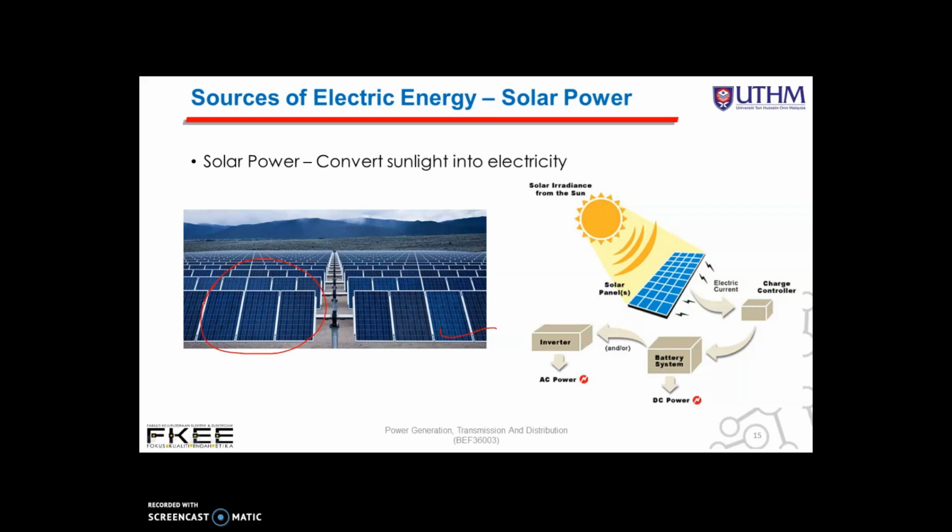The second one is the concentrated solar power systems, which use lenses or mirrors and solar tracking systems to focus a large area of sunlight into a small beam.